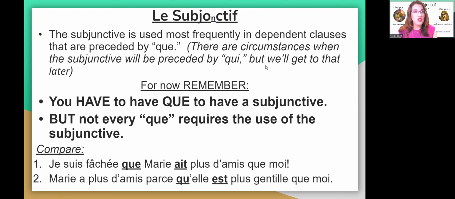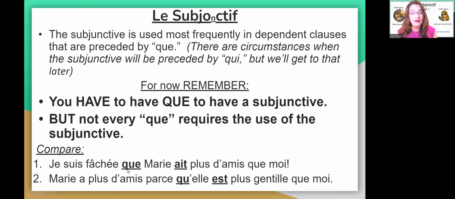So the subjunctive is used most frequently in dependent clauses that are preceded by que. There are circumstances when the subjunctive will be preceded by qui, but we'll get to that later. So que means that, qui means who. For now, let's remember that you have to have que to have a subjunctive. But not every que requires the use of the subjunctive.